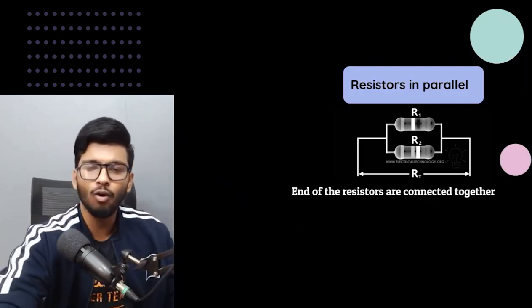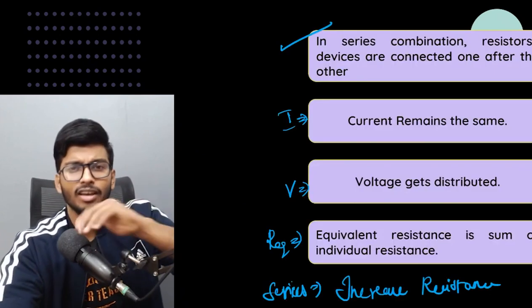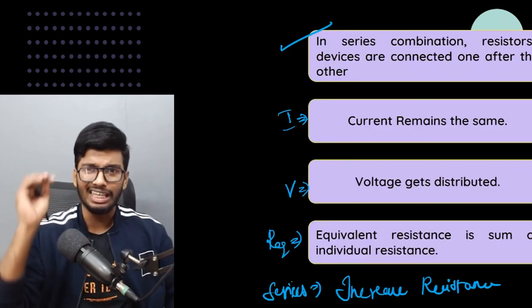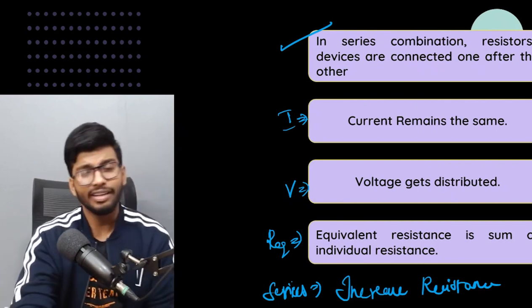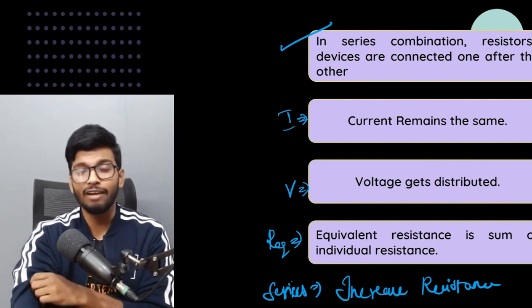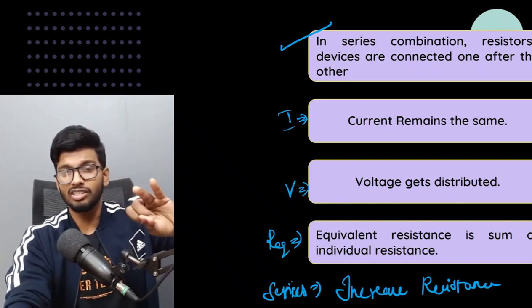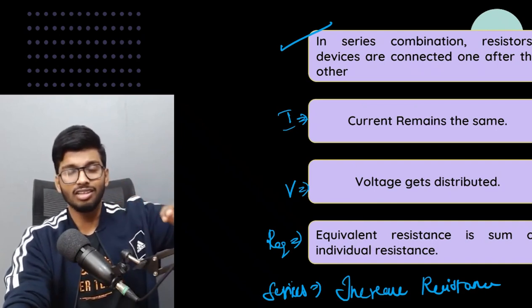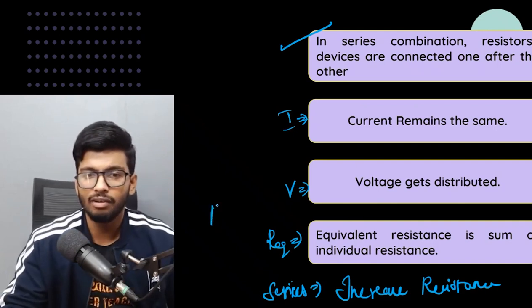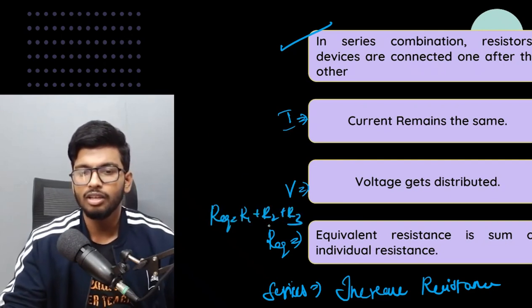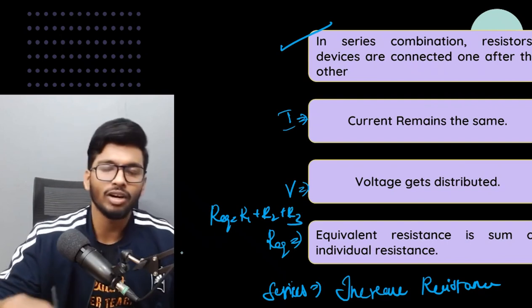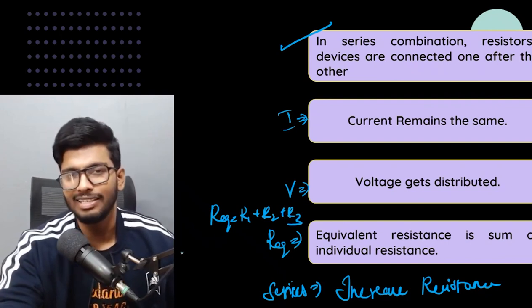But before that, I hope it's clear. Please take a screenshot of this, very, very important, because you're going to need this while you're solving numericals, or even for the theory part. So please do not ever forget this. Current remains same, voltage gets distributed, and equivalent resistance is R1 plus R2 plus R3, so on and so forth. And when you want to increase the resistance, that is when you connect them in series.